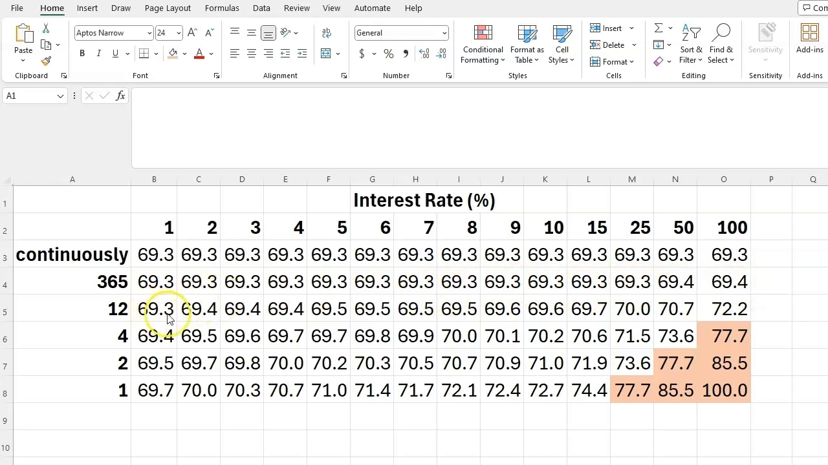In fact, most of the numbers in the whole table are pretty close to 70. The only numbers that are a bit off are when we're compounding only once a year or twice a year, and when the interest rate is very high, like 50% or 100%. So the number 70 is certainly good enough to use in most cases.